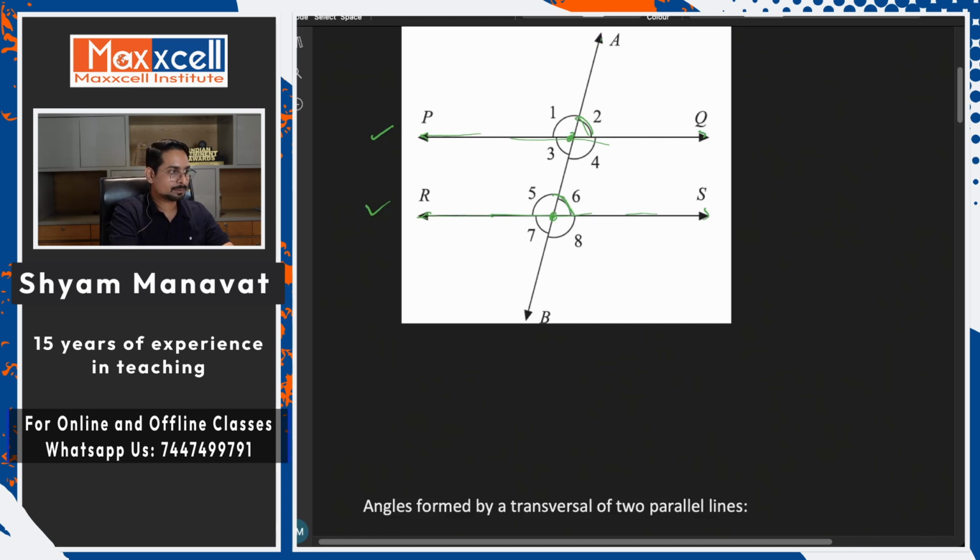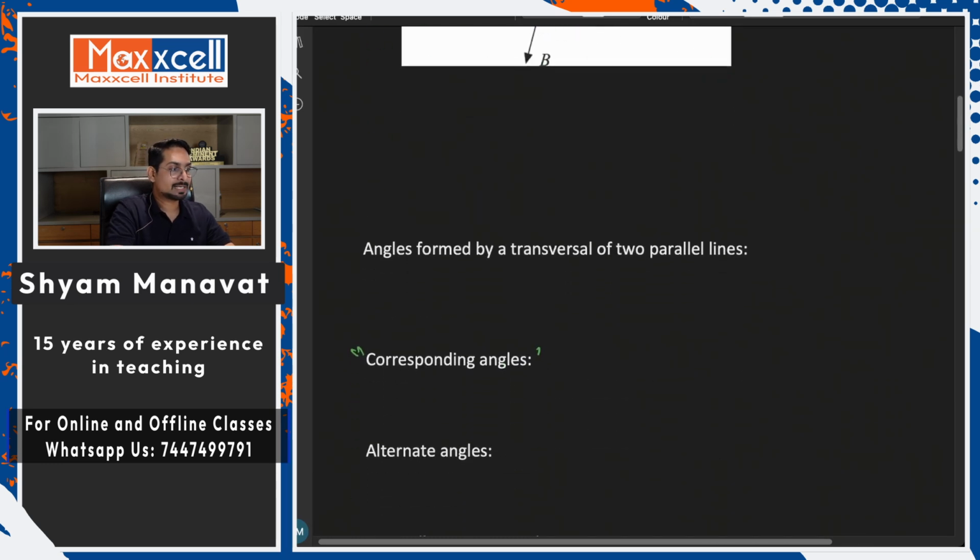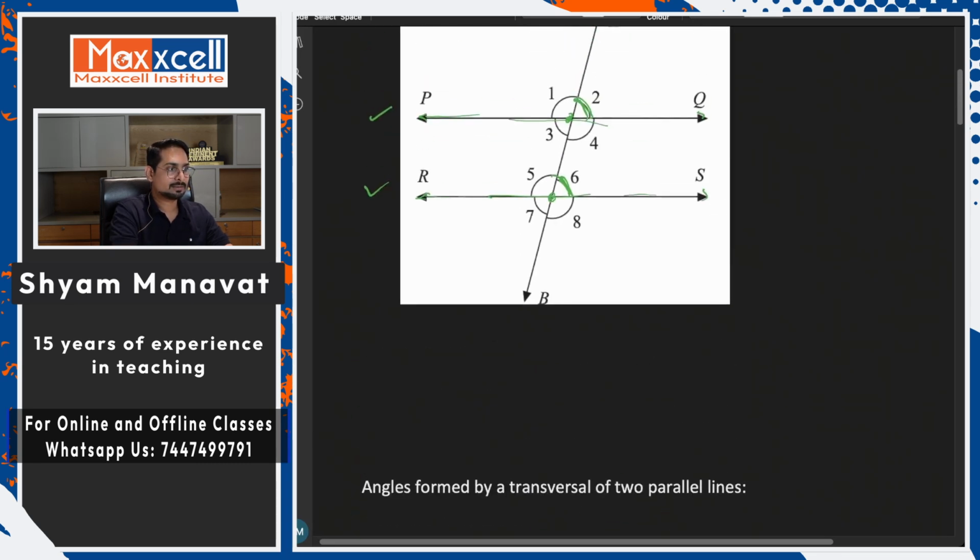Angles 2 and 6 are corresponding angles. By the way, corresponding angles are equal. So you can say angle 1 equals angle 5 by the property of corresponding angles. Angle 2 equals angle 6, again corresponding angles. Similarly, you have 3 which is a corresponding angle with 7, and 4 which is a corresponding angle with 8.